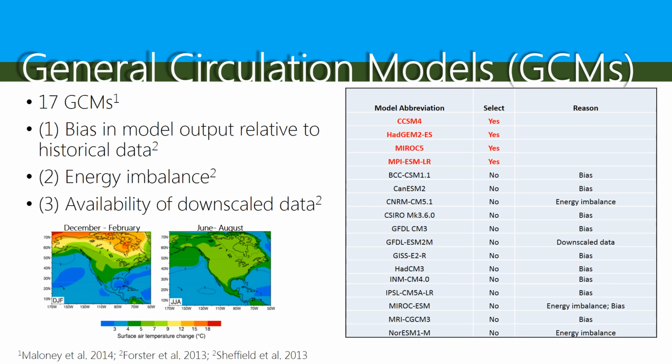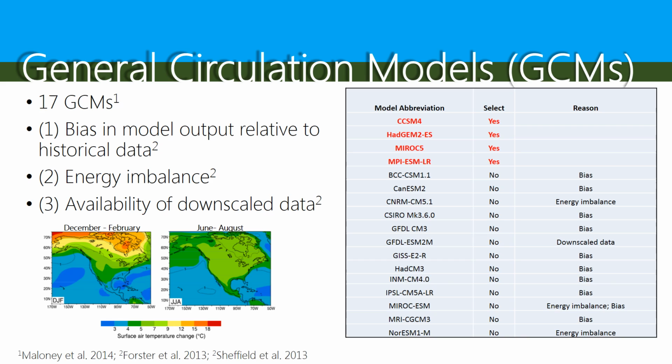And the last one, we looked at the availability of the downscaled data for the GCM. So if there is no available data for that GCM, we took it out from the list. After the extensive assessment, only 4 passed our criteria. So I think 4 is a very good number of models to analyze.